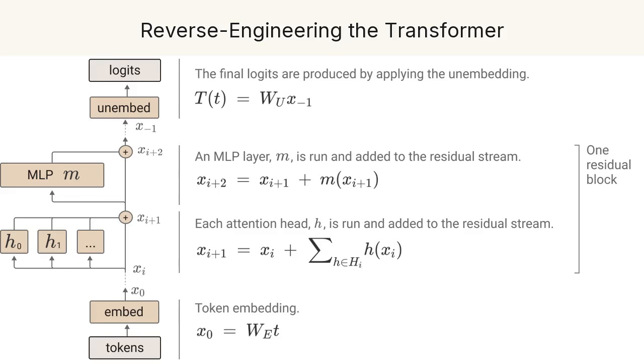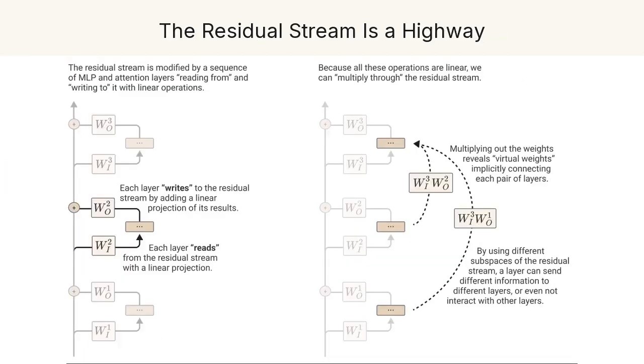Here is the whole architecture. Tokens are embedded into vectors, attention heads and MLP layers read and write, and an unembedding turns the final vector into output logits. The trick is how you look at it. The central object in the whole framework is the residual stream. Don't think of layers as a pipeline that transforms data step by step. Instead, think of one shared communication channel running through the network.